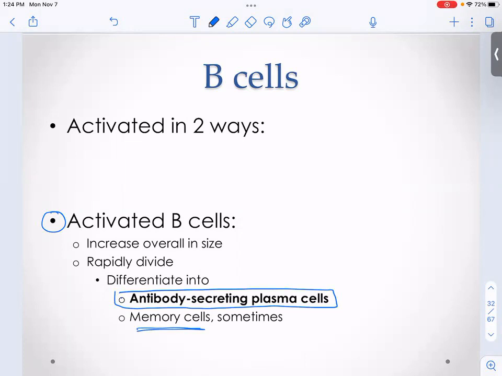on how those B cells get activated. Okay, so there are 2 different ways B cells get activated. They can be activated by antigens that do not require T helper cell help.